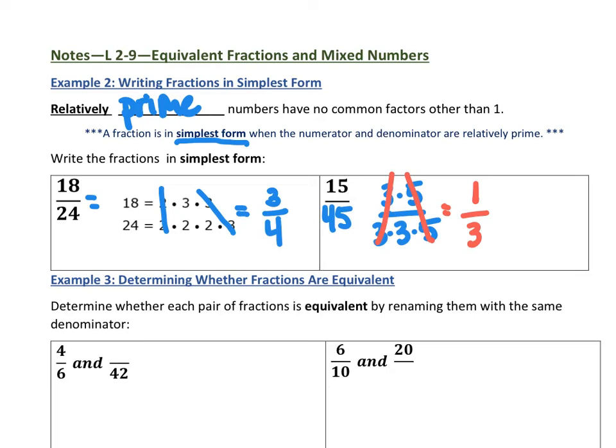You don't need to use the prime factorization method to do this. You could also have looked at 15 over 45 and divided both of them by 15, the GCF. That also would give you 1/3.